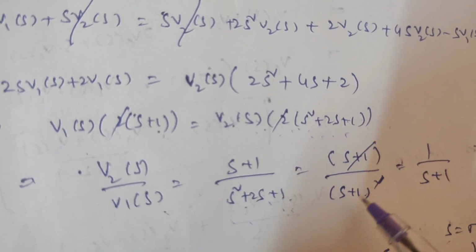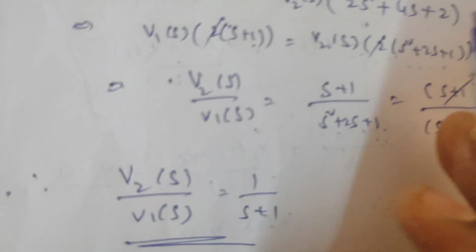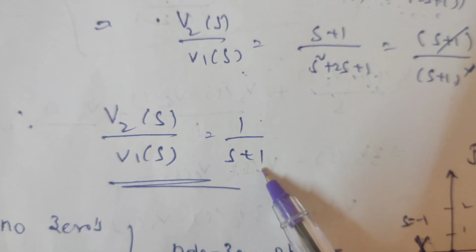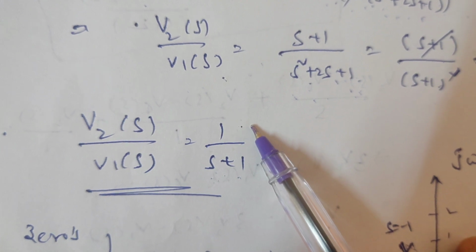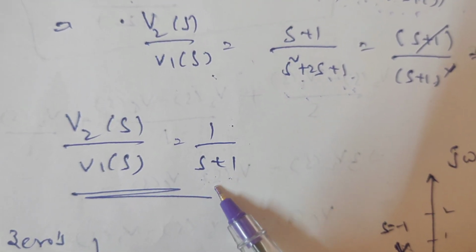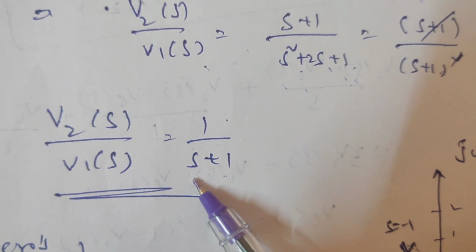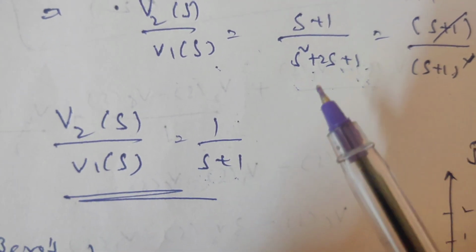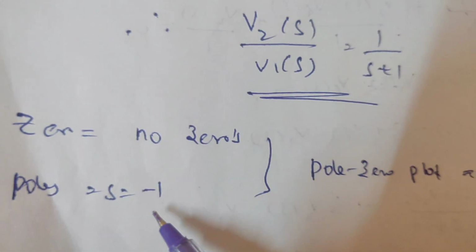So S plus 1 by S plus 1 whole square, one term will get cancelled. Therefore the transfer function V2 of S by V1 of S is equal to 1 by S plus 1. Here we look at the numerator and the denominator terms. The numerator is 1, so there are no zeros, and the denominator gives S equal to minus 1. Upon substituting S equal to minus 1, we get this transfer function as infinite. The roots which make the transfer function infinite are called poles. Therefore there are no zeros, and the pole is S equal to minus 1.